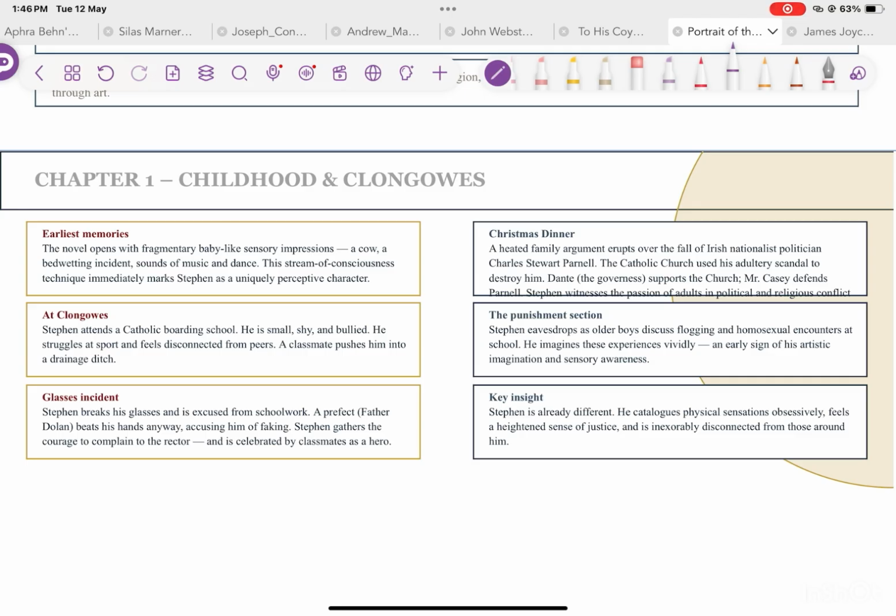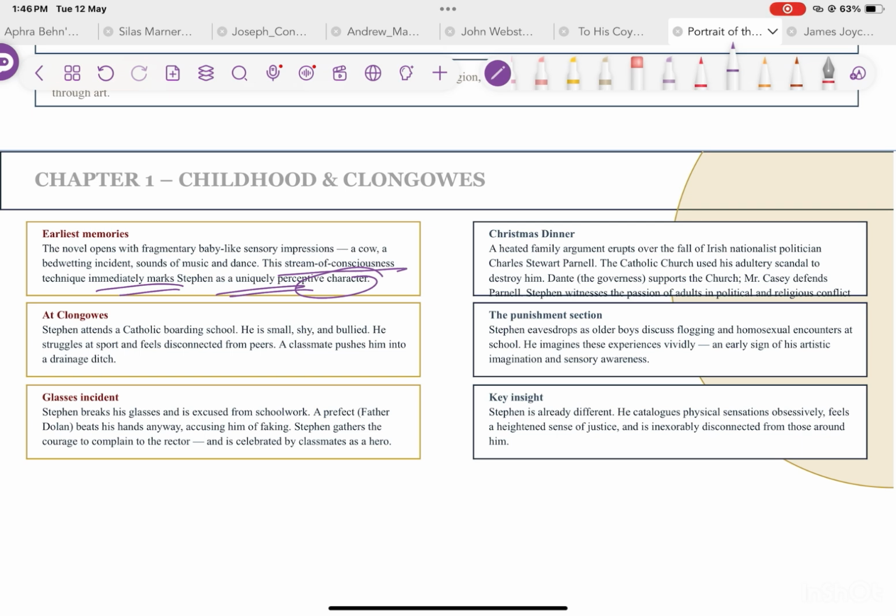So he's talking about the stream of consciousness, how the mind of the child is working, and this is the stream of consciousness, a technique that immediately marks Stephen as a character with a unique perspective. So he notices the tiny details around him. The child notices the tiny details around him, like sounds, colors, movements, small smells, fragments of languages.